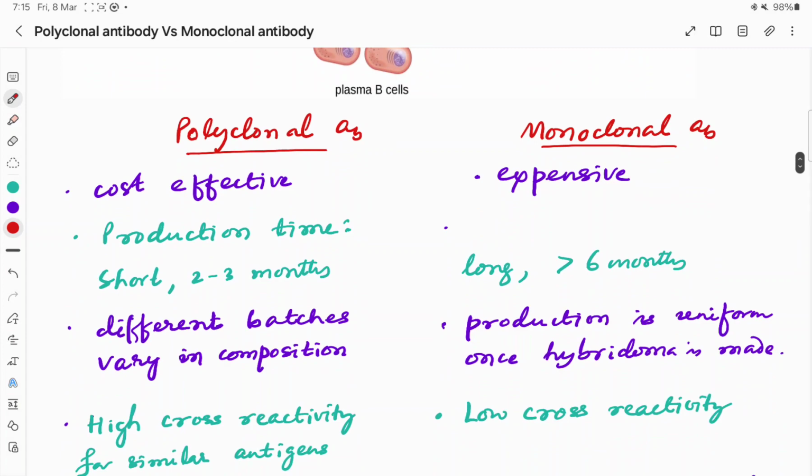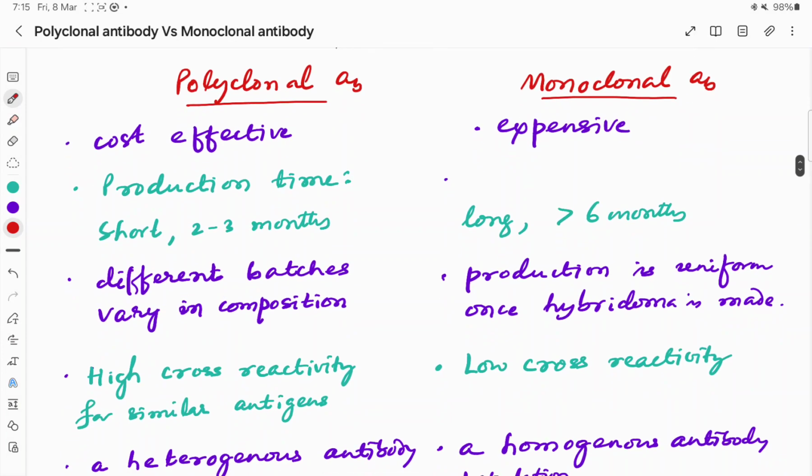Accordingly, the cost factor will come. Polyclonal antibodies are cost effective, and monoclonal antibodies are expensive. Production time is short in case of polyclonal antibody, 2 to 3 months only, and more than 6 months is required for monoclonal antibody. So production time is long in case of monoclonal antibody.